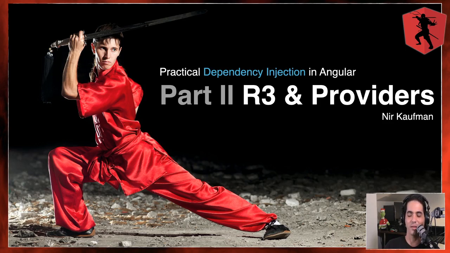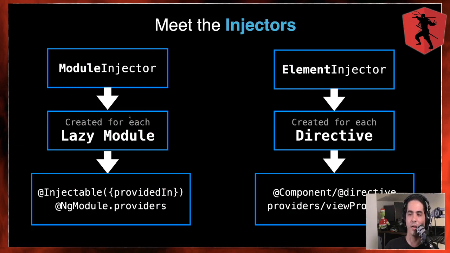This part, I'm going to focus on the R3 injector and providers. So in the first video, we started by learning that Angular actually uses two different injectors. One of them is an injector that is created for each component or directive, which we called the node injector, because it's associated with a specific node. And there is another injector, called the R3 injector, which lives on the module level.